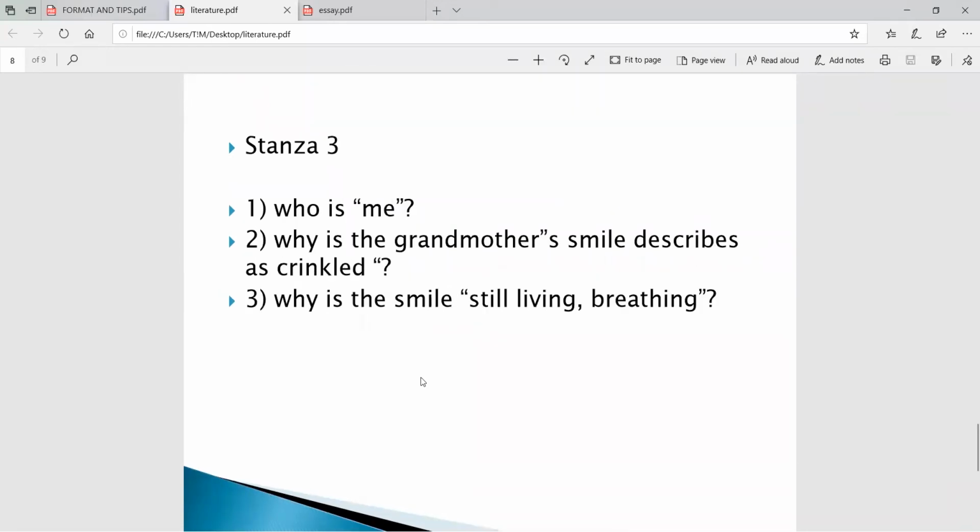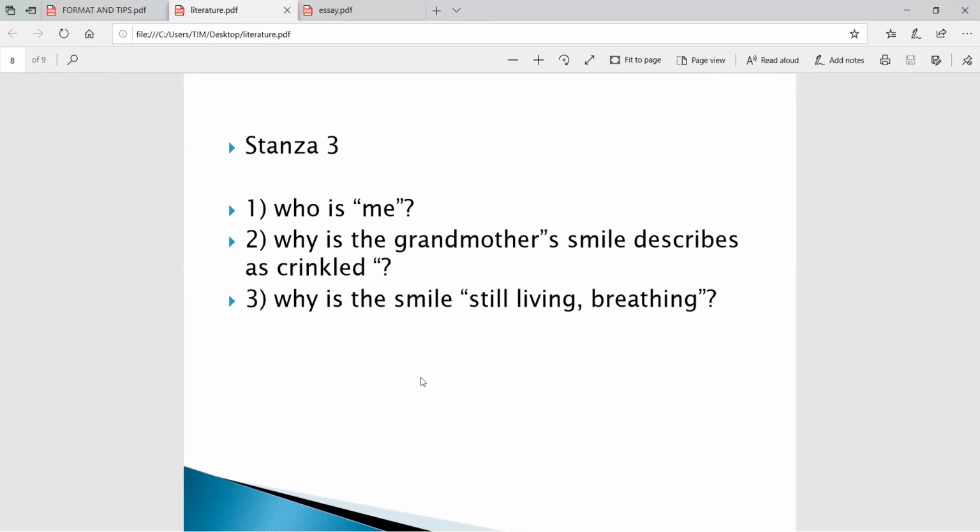Stanza 3, who is the me? Who is the me in this poem? Yes, the persona, right? And you have to always remember there's a difference between the persona and the poet. Why is the grandmother's smile described as wrinkled? Because she's old, all right? She has wrinkles around her mouth and her eyes.